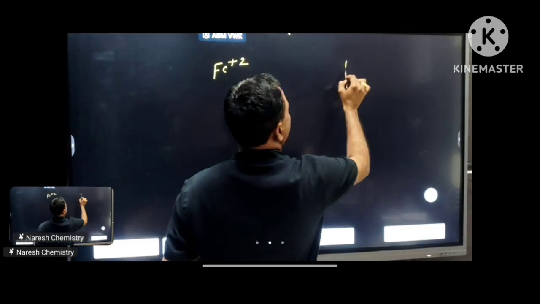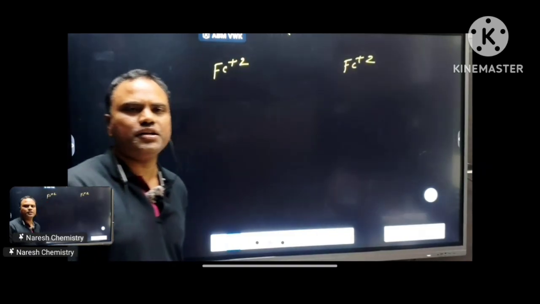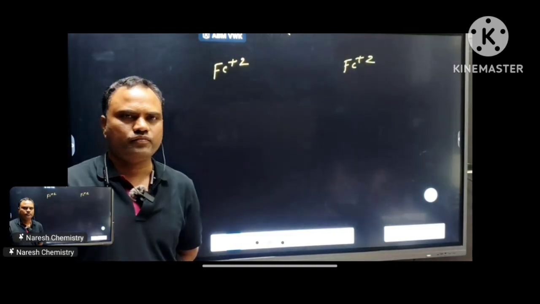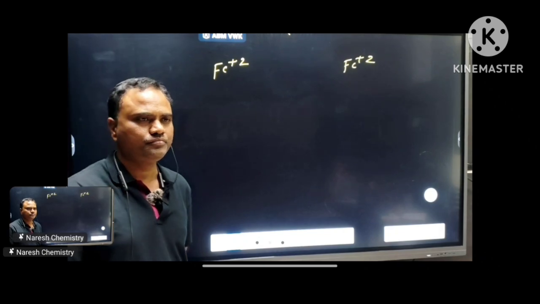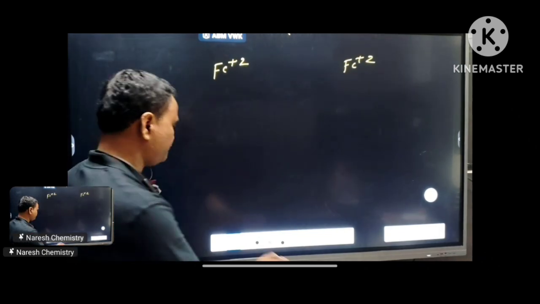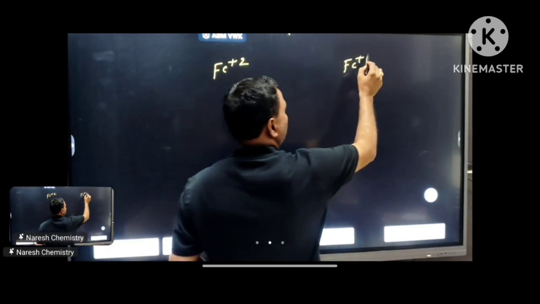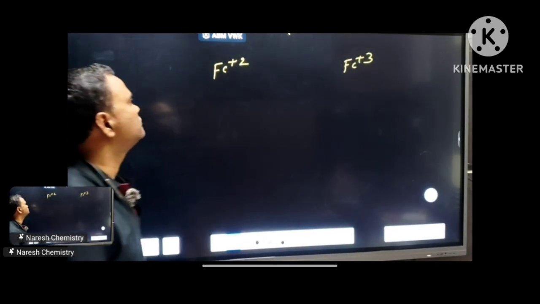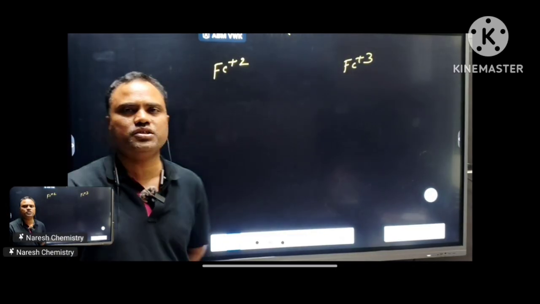Fe plus 2 and Fe plus 3, which has more ionization energy? First of all, write the electronic configuration of Fe plus 2. Fe plus 2, Fe plus 3, ionization energy values.